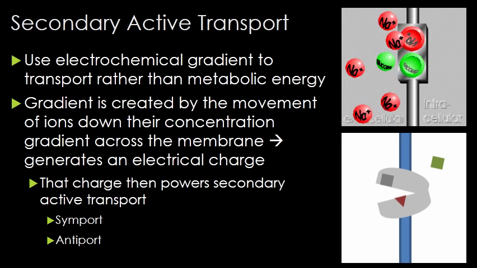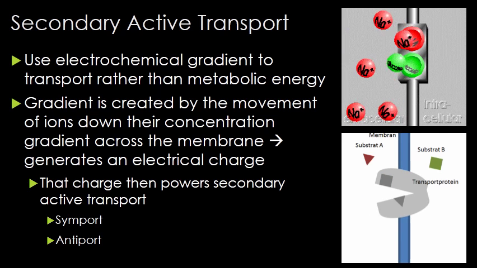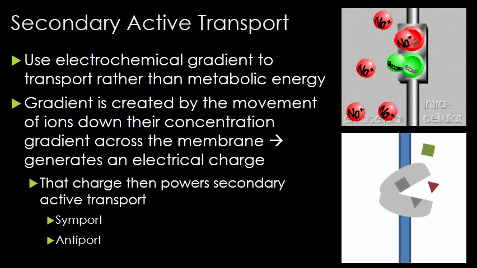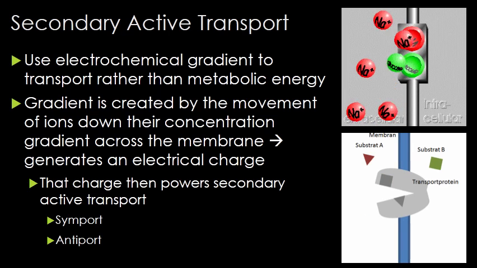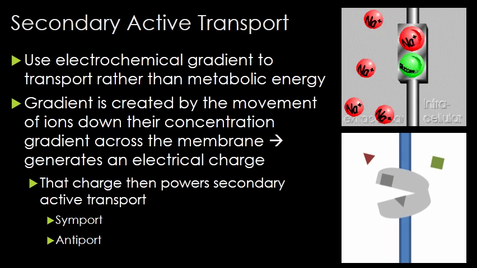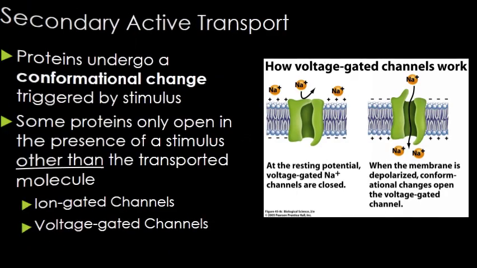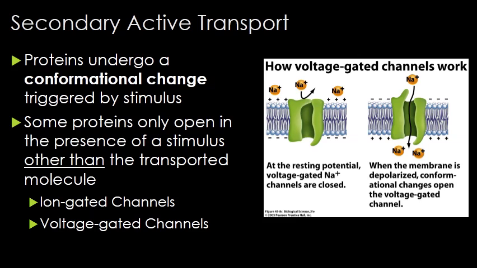Now, it can be symport, as we can see in the top, where the sodium and the glucose are being transported together, or it can be antiport, where the passing of one allows the passage of the other. So the ion is traveling down its concentration gradient. It's a passive process, but the power that it generates allows the transfer of something that would not normally be able to transfer. So just like in primary active transport, the proteins undergo a conformational change.